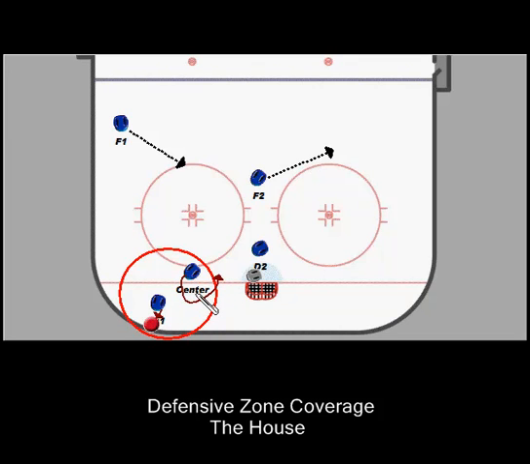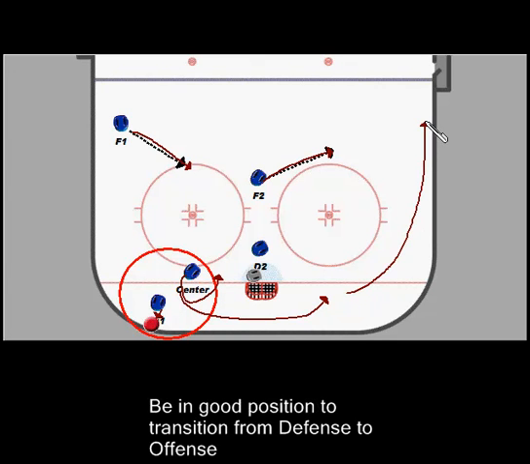Look for the breakout passes. As the play is developing, this wing working his way this way, this wing working his way in. We want to have options. Center picks up a loose puck here and works his way this way. He has an outlet pass up the wall to this wing going out here.